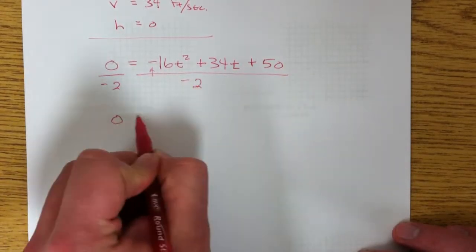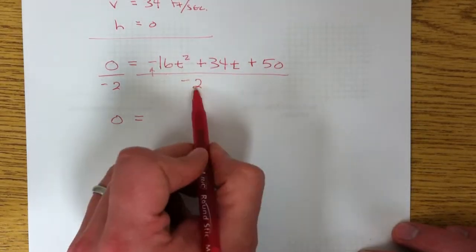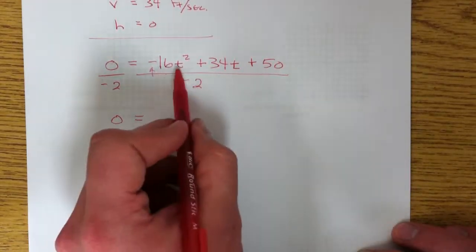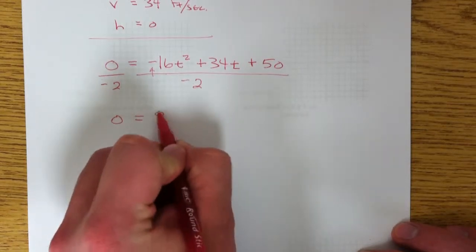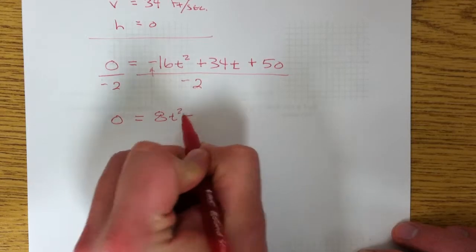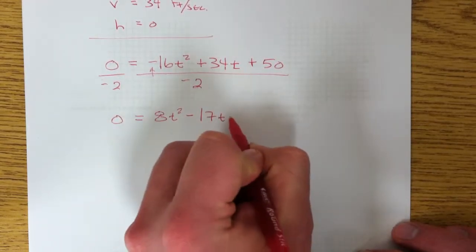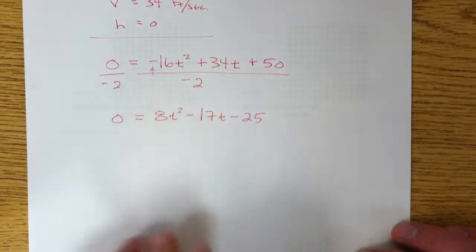So 0 divided by anything is 0. So that's pretty straightforward. Now here I'm going to divide each term by that negative 2. So negative 16t squared divided by negative 2 is 8t squared. 34 divided by negative 2 is negative 17t. And then 50 divided by negative 2 is negative 25.